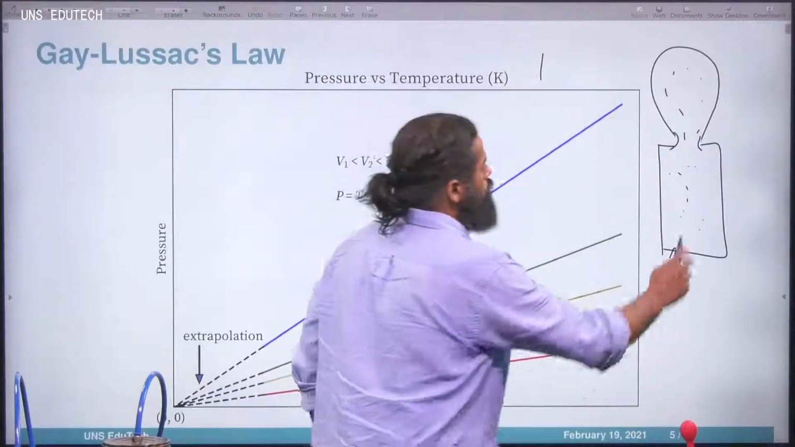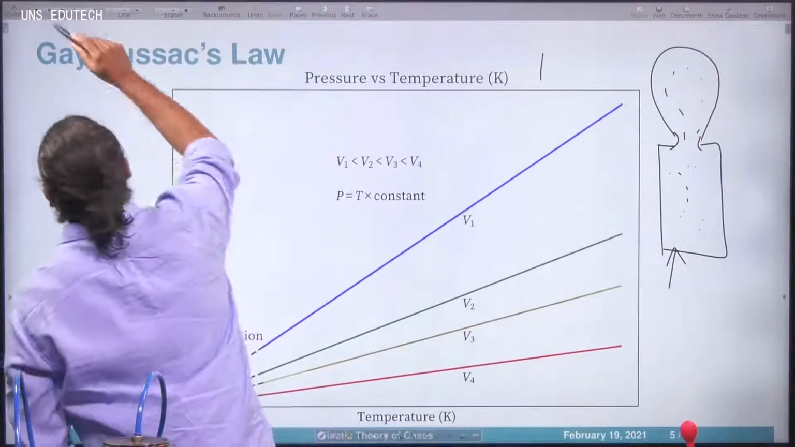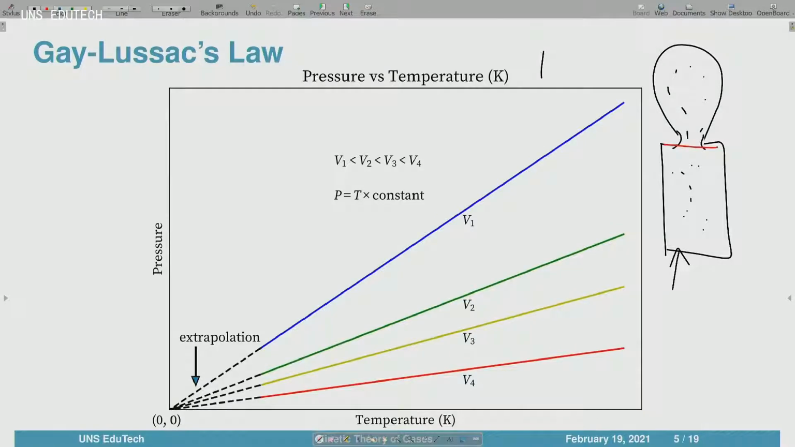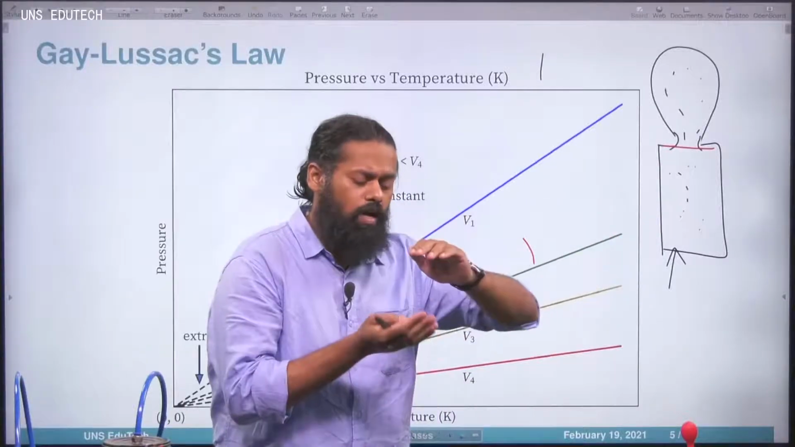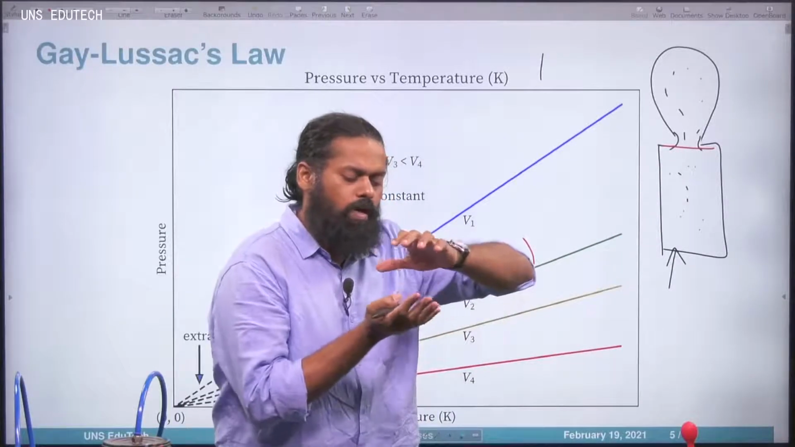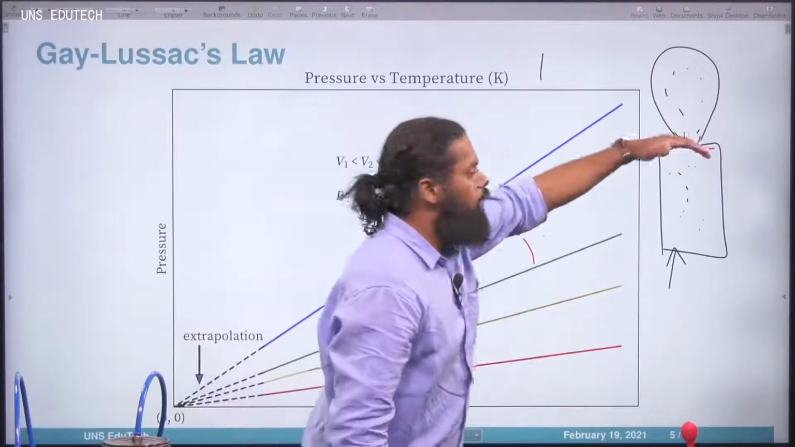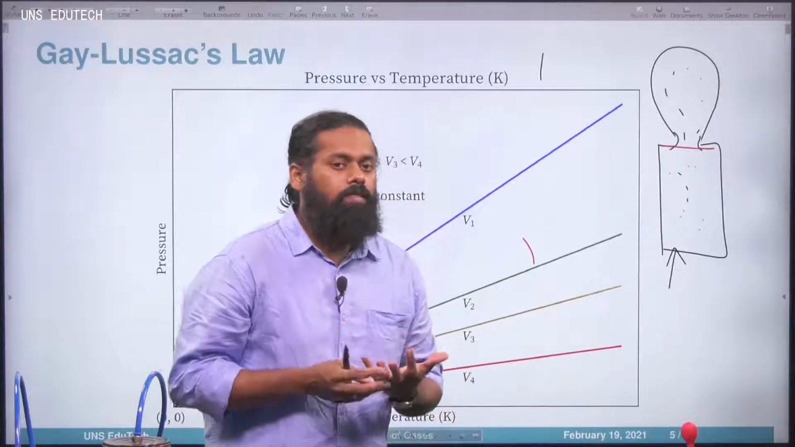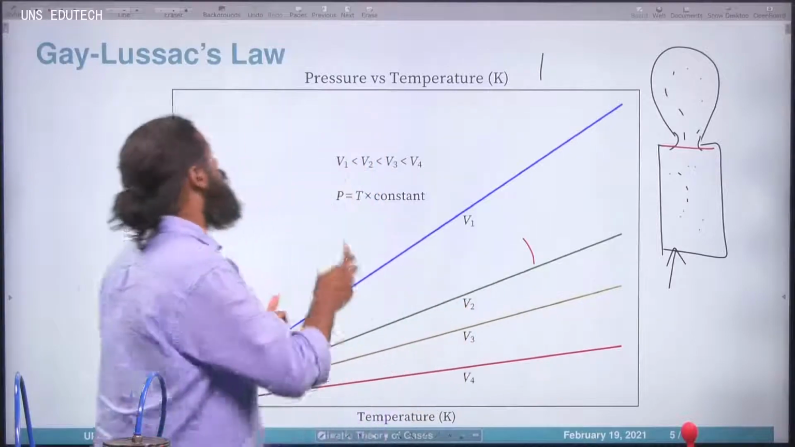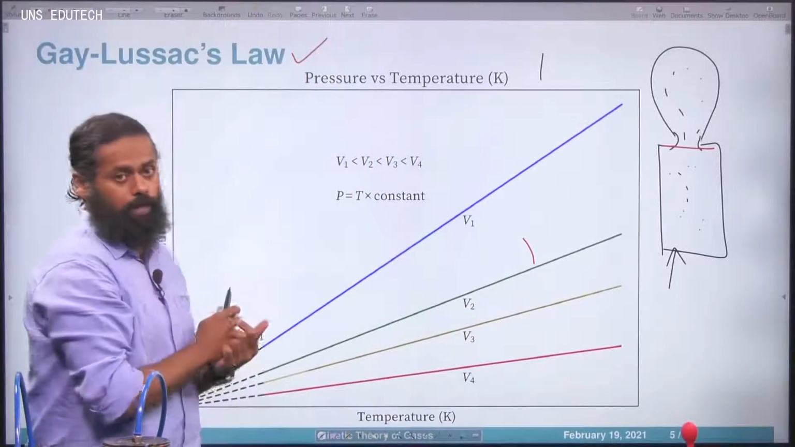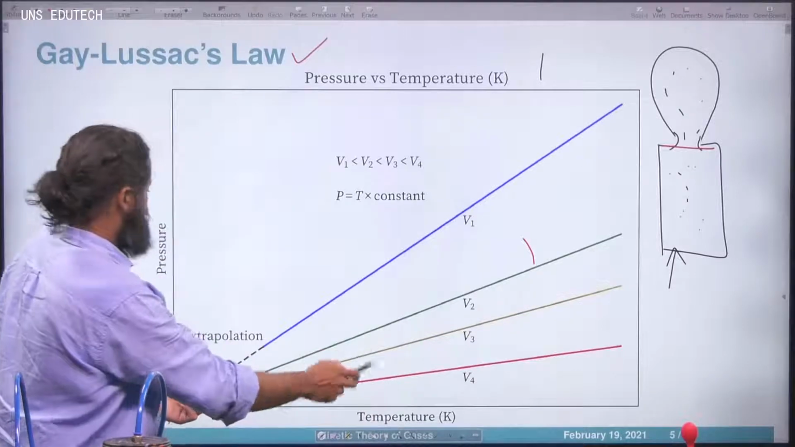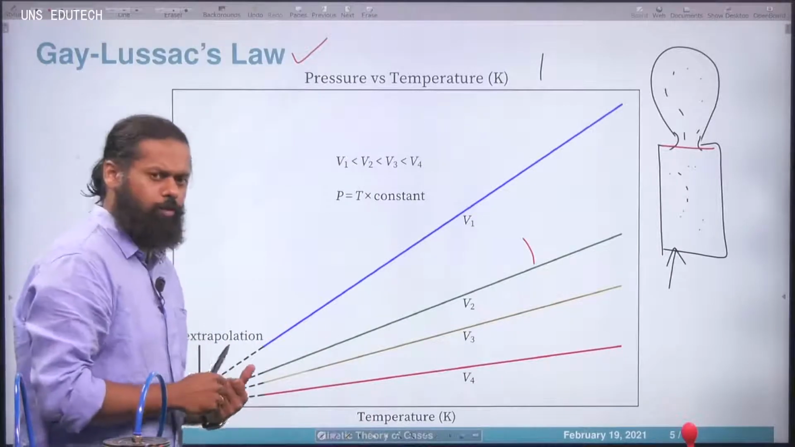Now we are closing this part completely. If you completely close this portion, what happens? The volume is trapped, there is no room for expansion. It will not allow any expansion. As a result, the pressure goes up. That law is called Gay-Lussac's law. So you are plotting pressure versus temperature. I will show you an animation.